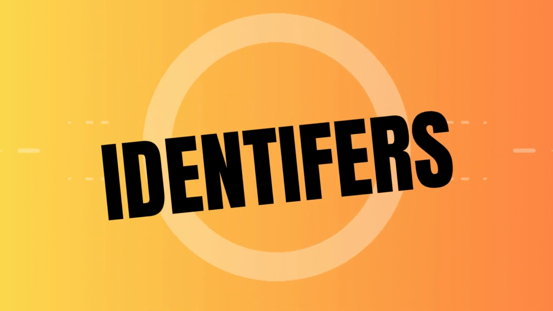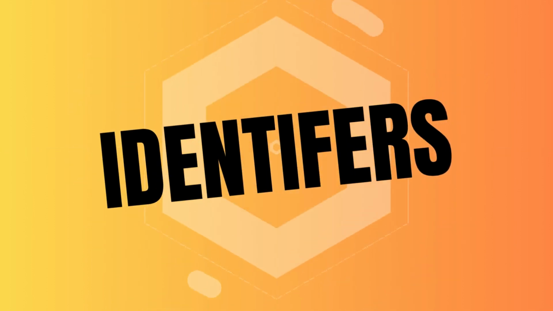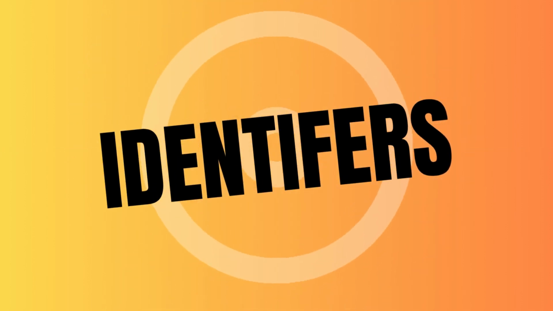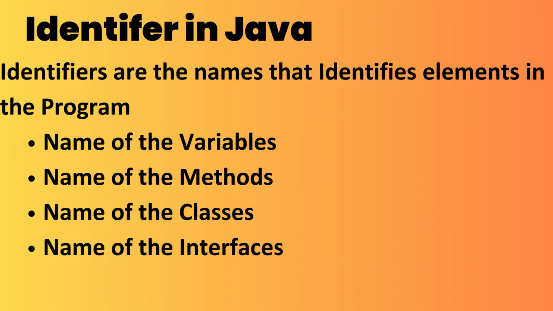So when we create classes and variables, we have to provide a specific name to the components, right? Those are the specific names of the components. Identifiers in Java: identifiers are the names that identify the elements in the program. Let's take a real-time example of identifiers.